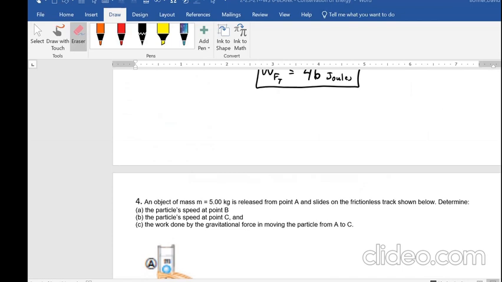So let's start with A, the particle speed at point B. So what I've done here is I've written out the conservation of energy statement for points A to B.